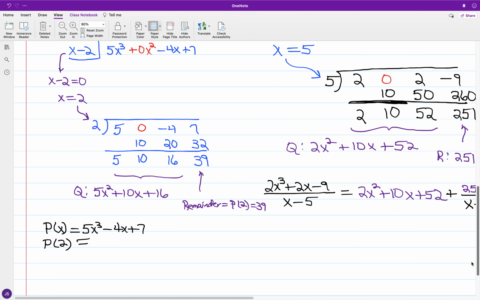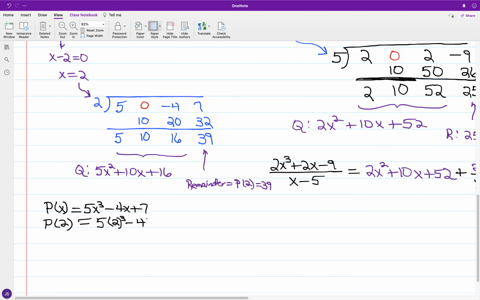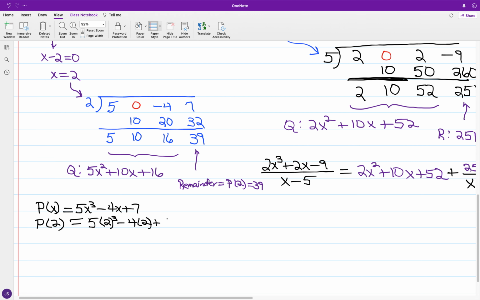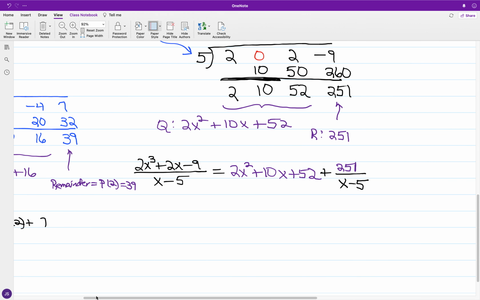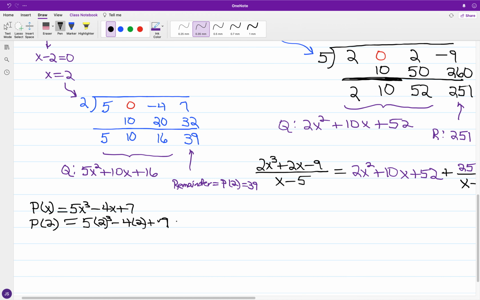So we have 5 times 2 to the third, minus 4 times 2, plus 7. And so we have 5 times 8, negative 4 times 2 is minus 8, and plus 7. 5 times 8 is 40. Negative 8 plus 7 is negative 1. And you come out to 39.